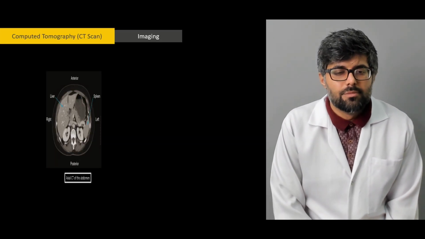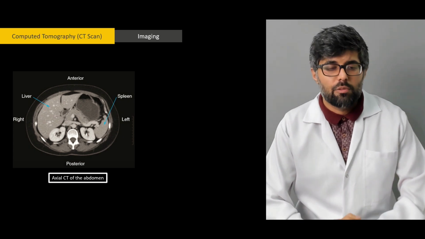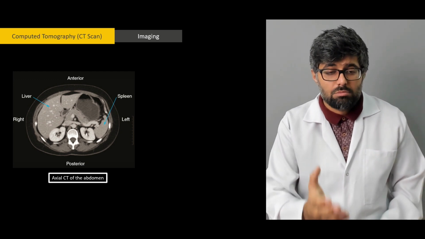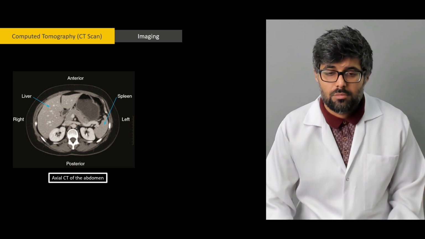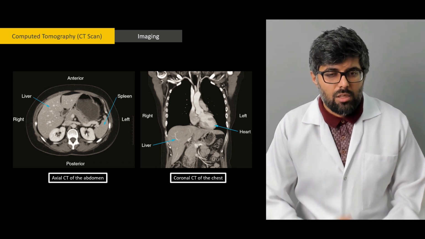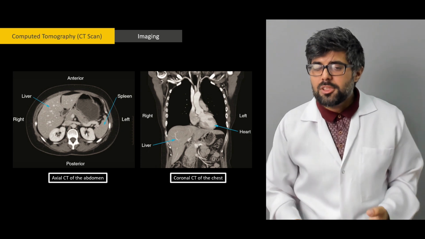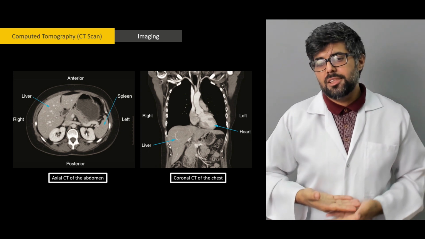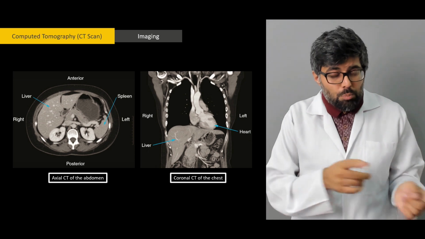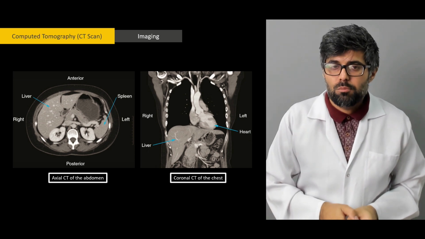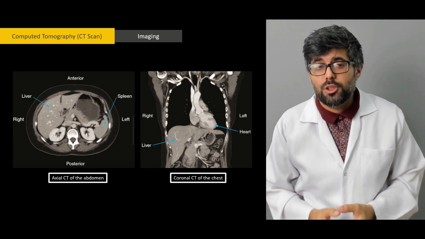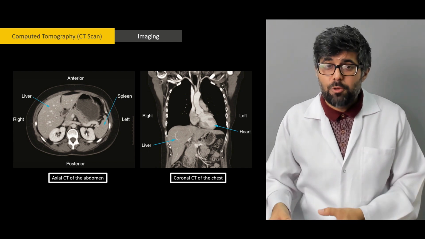Here's an example. Now, this is an axial CT of the abdomen. You can view the spleen, the liver, the kidneys, your vertebral column. And here is the coronal CT of the chest. You will notice that the first image is a horizontal slice and the second image is a vertical slice of our body. Both can be done in the same study. It just depends upon the doctor and the radiologist who decide which is best for the patient.